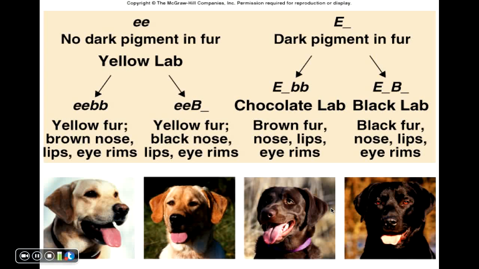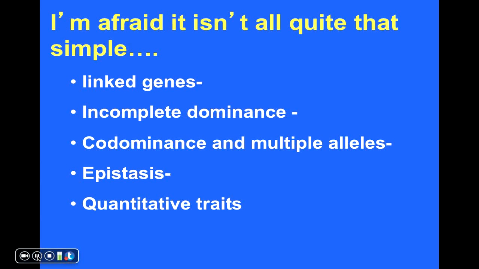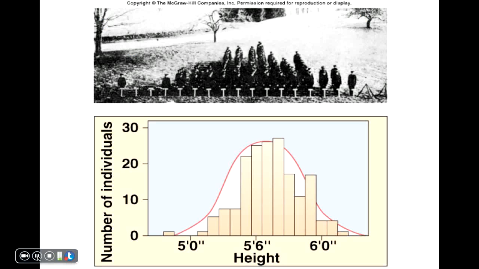Again, the point is whether they produce dark fur versus yellow fur, and whether or not the dark fur is black versus brown, that's all due to the interactions between these 2 different genes, again referred to as the E and B genes. So again, that's an example of epistasis.